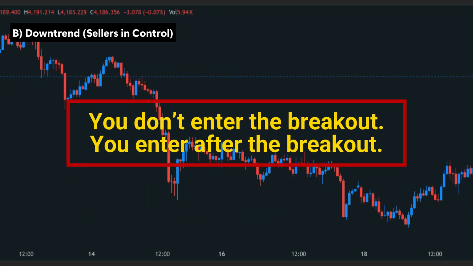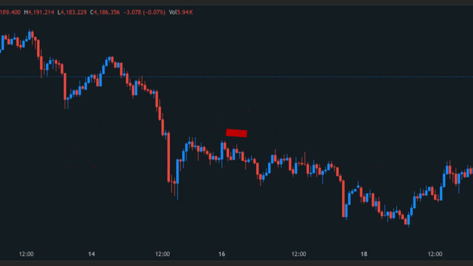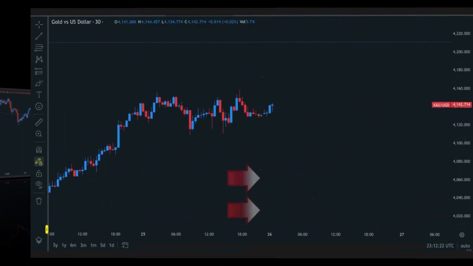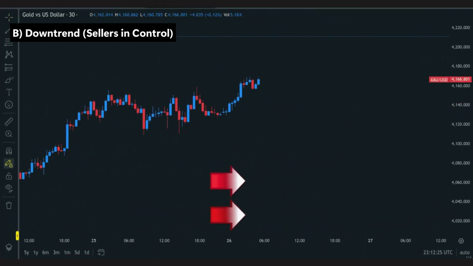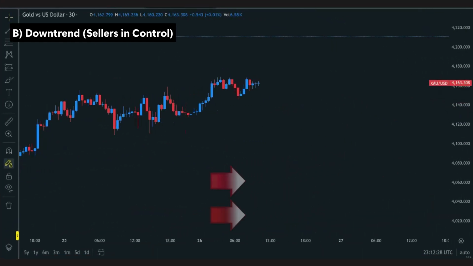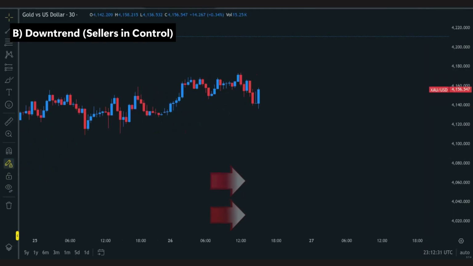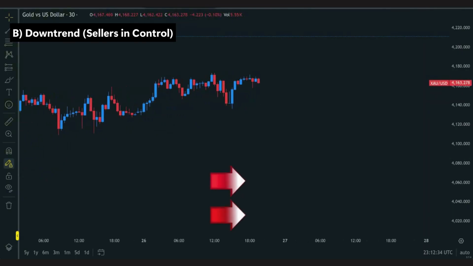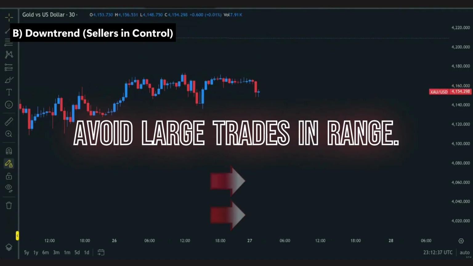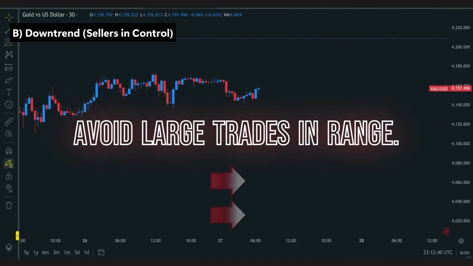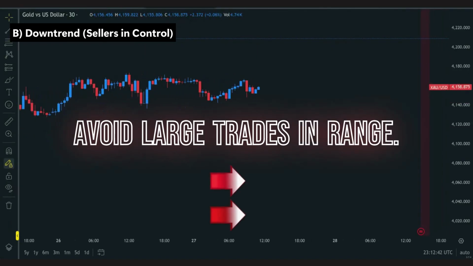You don't enter the breakout. You enter after the breakout. Because the market always gives a second chance to the patient trader. When price moves sideways between support and resistance, this is a range. This is where beginners lose money. Professionals stay patient. Beginners get trapped. Avoid large trades in range.